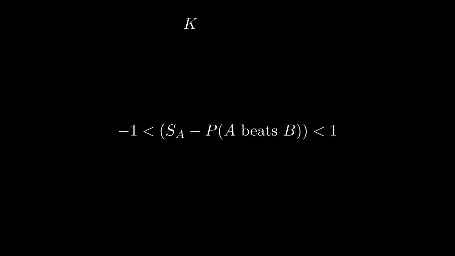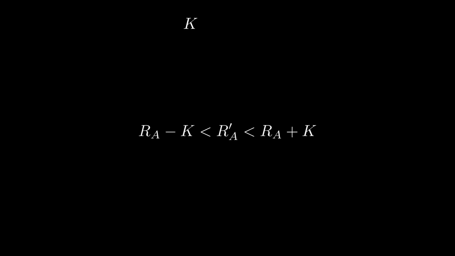The difference between what actually happened, S sub A, and what the formula expected, E sub A, or the probability that player A beats player B, tells us whether to bump a player up or down, and by how much. Since that difference will always be between -1 and 1, the most a rating can go up or down after a single game is by K points. Think of Elo like a dynamic scoreboard that learns over time, adjusting your score based on not just whether you win, but who you beat.